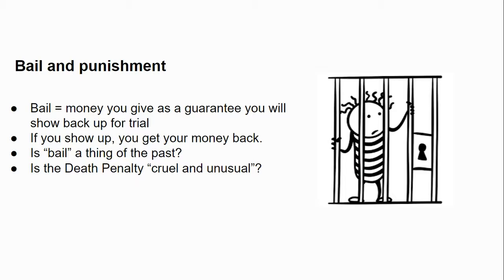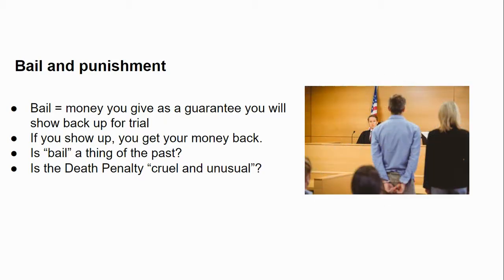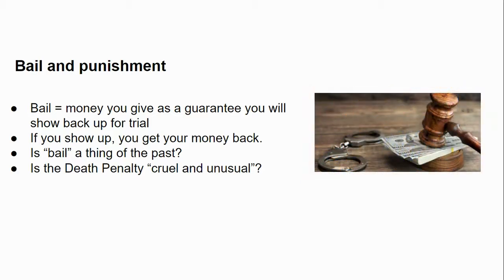A bail hearing is where you go before a judge. The police say, look, this is what we think you did. And the judge looks at you, might ask you a couple questions, and then he says, okay, we will let you go if you put up bail. Now, what does that mean?